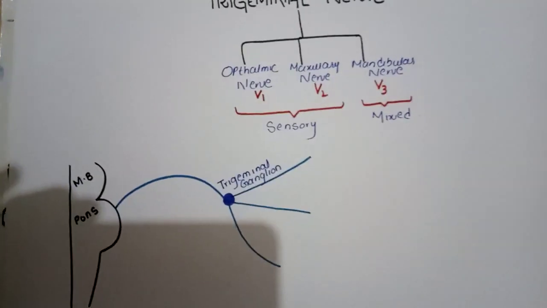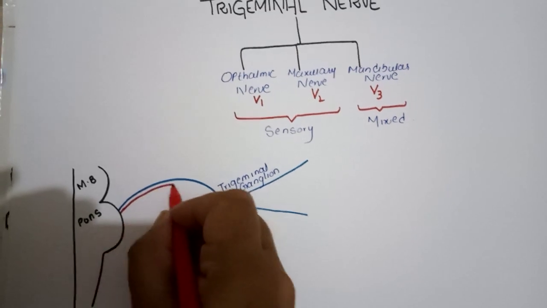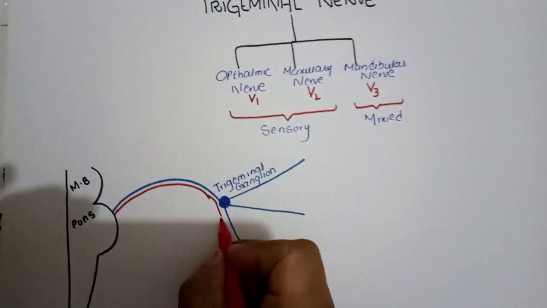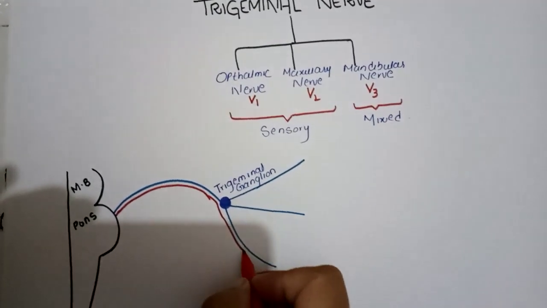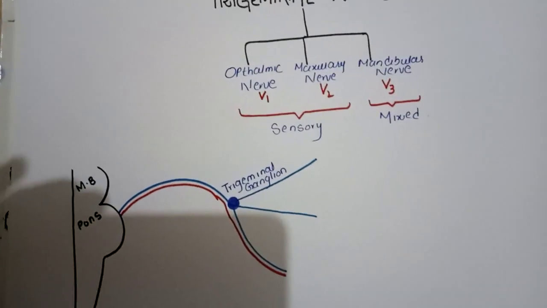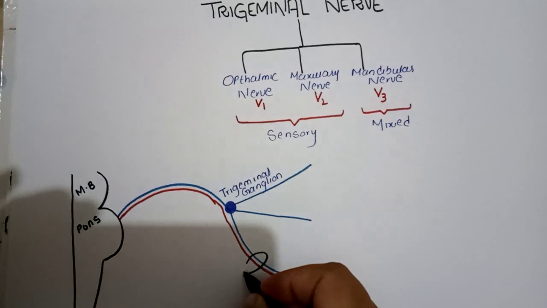The second root of the trigeminal nerve, which arises from the pons, is the motor root, which accompanies the sensory root of the mandibular nerve. So that's why the mandibular nerve is the mixed nerve, and through the foramen ovale it leaves the skull.